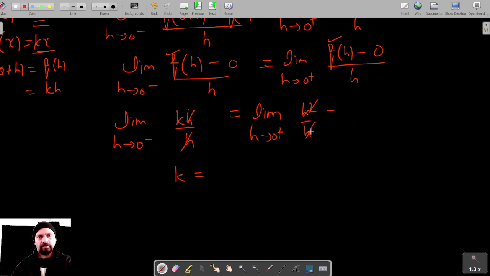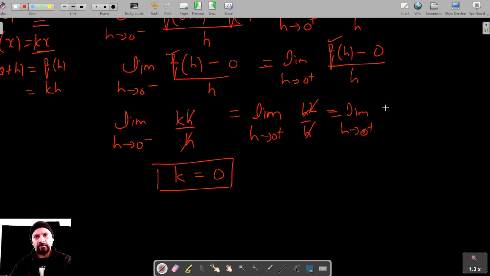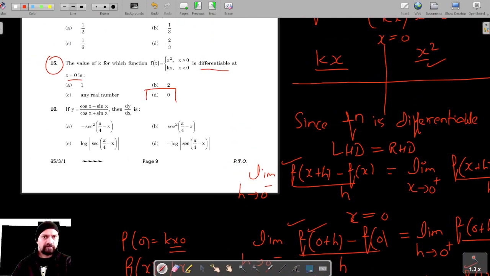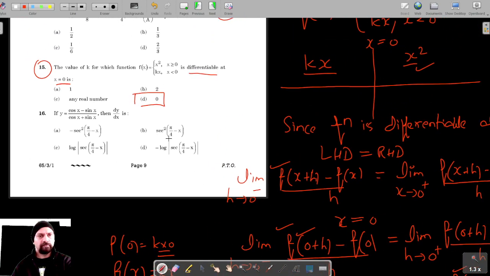So this is h, and we put the value of h, which is 0. So k is equal to 0. This gives us limit h tends to 0 positive, which is h, and if we put h equal to 0, so k is equal to 0. And k is equal to 0, so the right option is option D. Let's move on to question number 16.